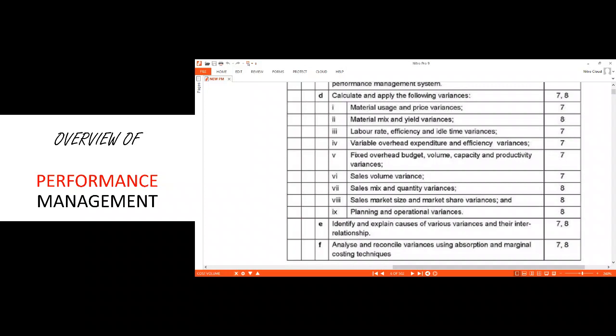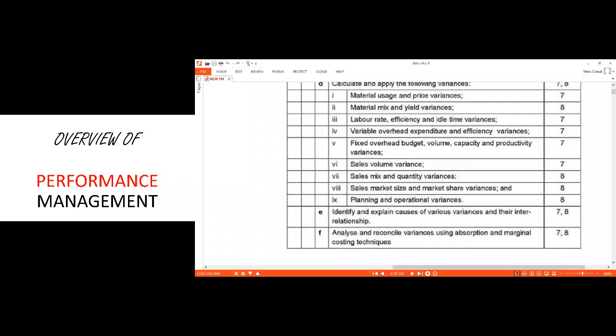Then how to identify, and we are going to explain to ourselves the causes of variances and the relationship and interrelationship of figures. We are going to reconcile variances through absorption costing and marginal costing.